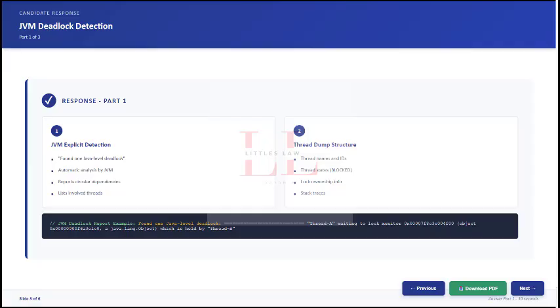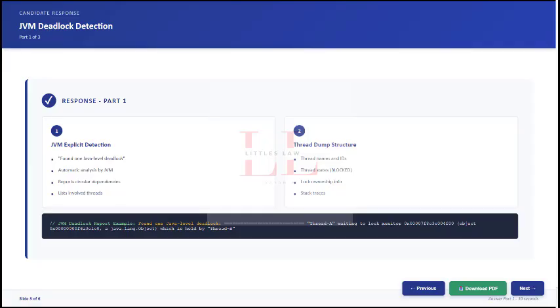So it will say something like thread A is waiting to lock monitor 0x0, whatever the number is, which is held by thread B. And thread B is waiting to lock another monitor, which is held by thread A. So it gives you the complete cycle. This is by far the fastest way to identify a deadlock. And if you see that message, you're done with identification. You have found your problem. Now you just need to look at what those threads are actually doing and fix the code.